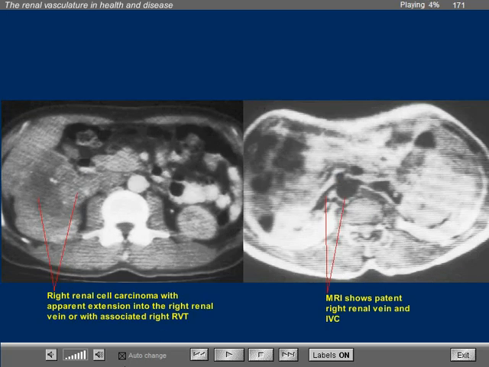Similarly, in this next patient with a carcinoma of the right kidney, note the CT examination to your left, which shows an apparent mass in the hilus of the right kidney, which was suspected to represent a neoplastic extension or associated thrombosis of the right renal vein. However, the MR examination shows that the inferior vena cava and both renal veins are patent.